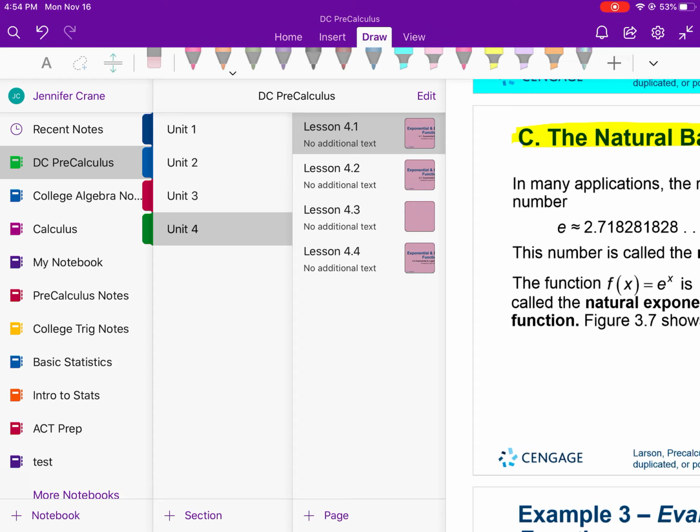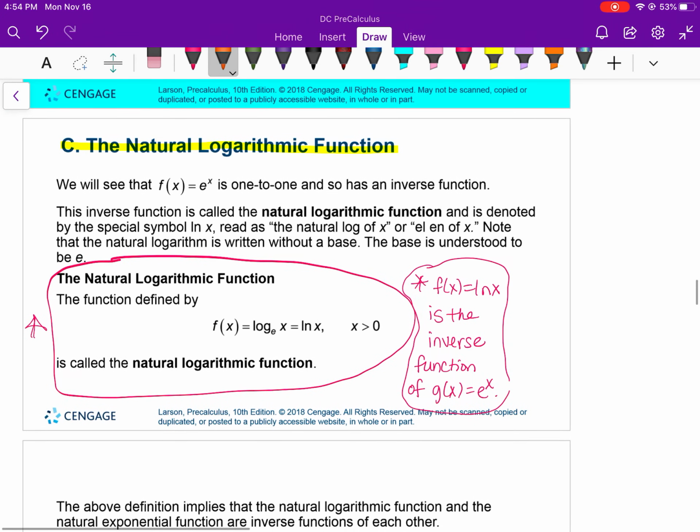So I'm going to go back to 4.2, and that's what I have circled right here. So the parts that you need to write in your notes are highlighted in yellow and circled or written in the pink color. So that needs to be in your notes. This right here is what I was just showing you in lesson 4.1. You can only take the natural log or the logarithm of a positive x value, so you do have to have that x is greater than 0.